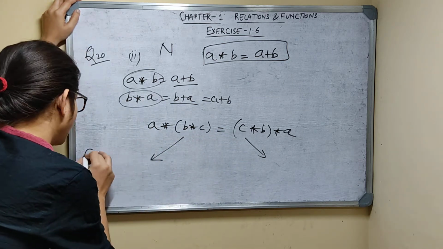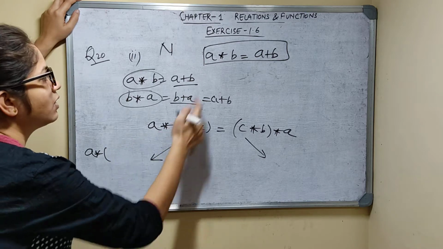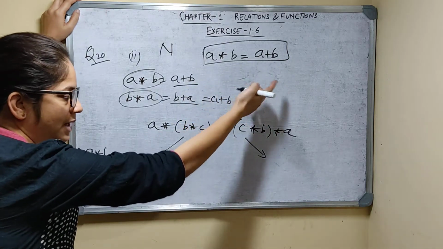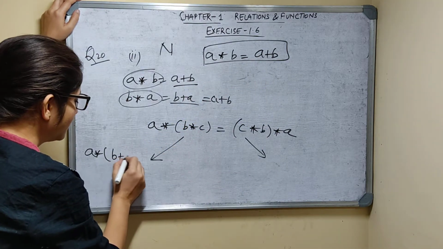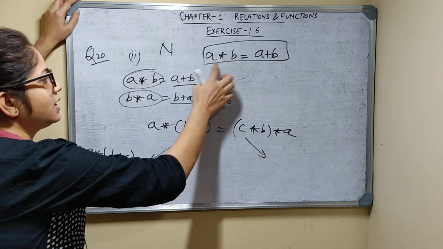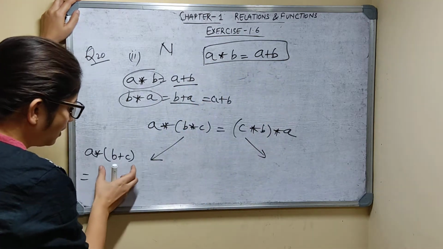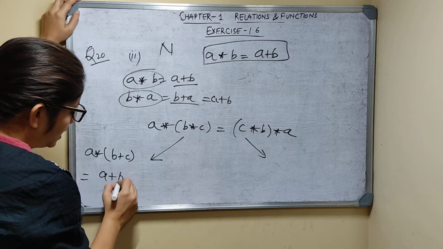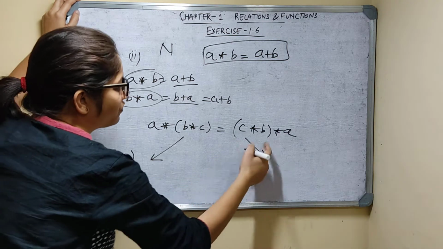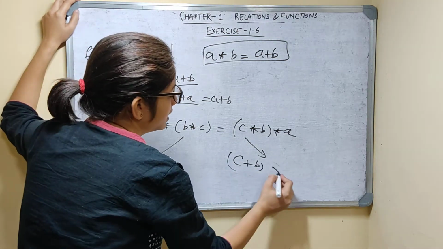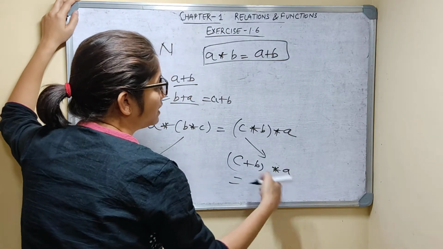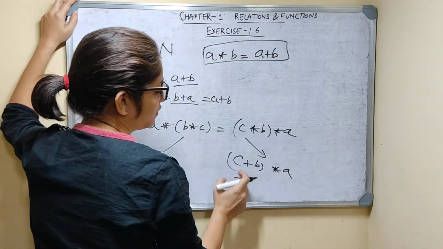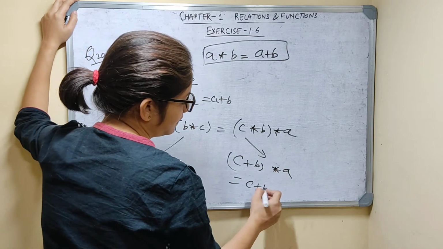So let's check. (A strict B) strict C will be what? A strict B is A plus B, randomly I am taking. So B strict C will be B plus C. A strict B is A plus B, so A strict (B plus C) will be A plus B plus C. Here C strict B, so C plus B strict A. A strict B is A plus B, so C plus B strict A will be C plus B plus A.